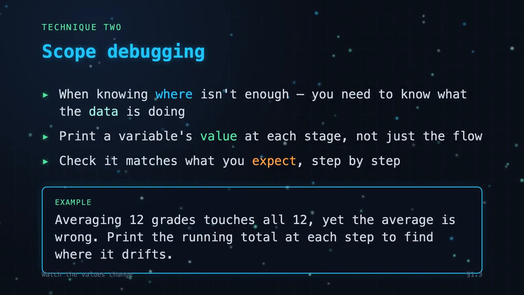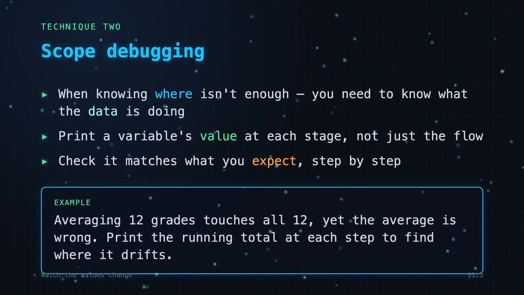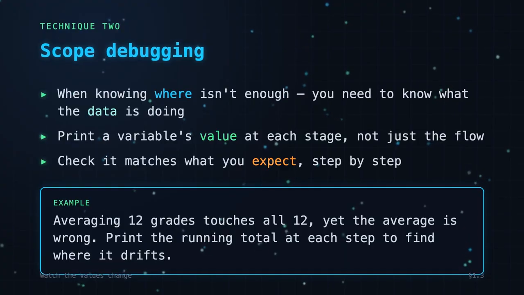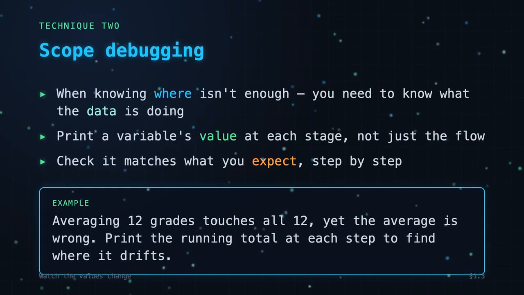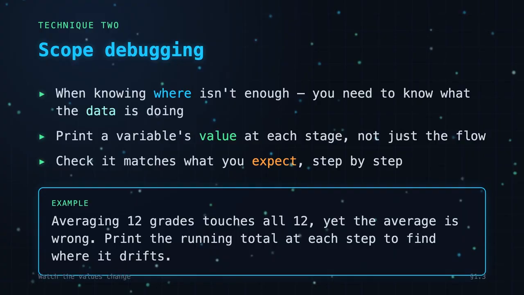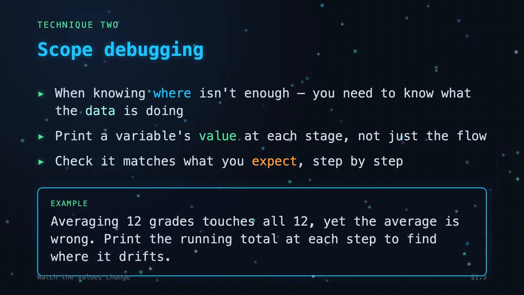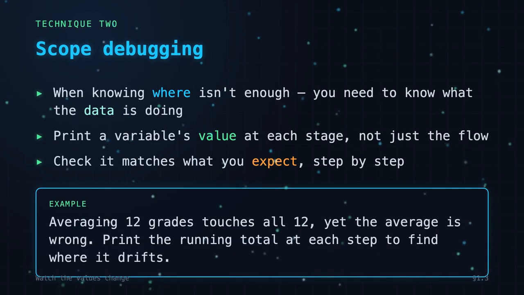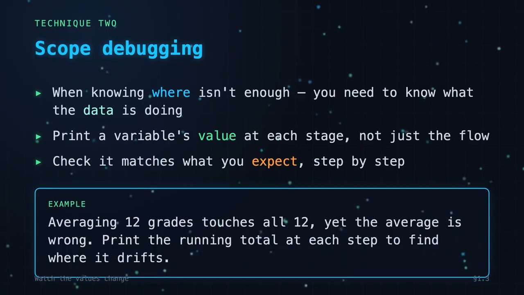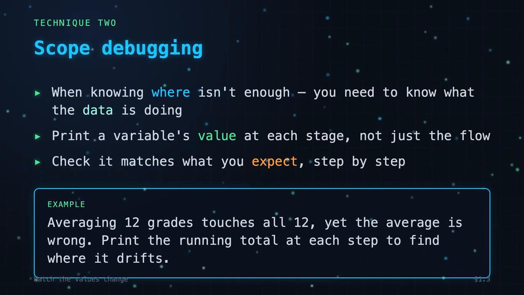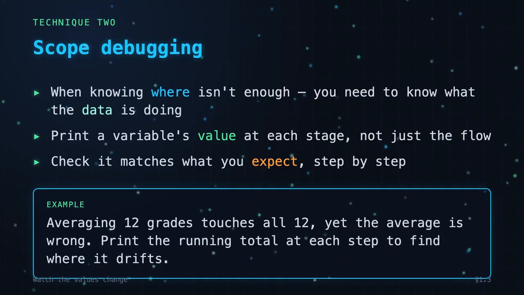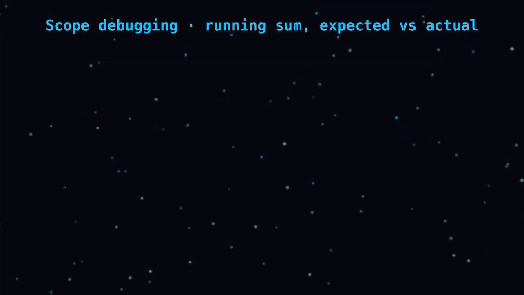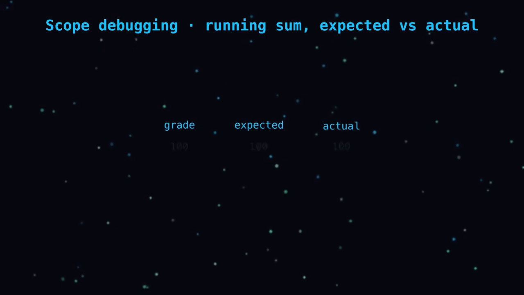Sometimes knowing where isn't enough, you need to know what the data is doing. That's scope debugging. Instead of printing just to trace the flow, you print the value of a variable at each stage, to check it's what you expect. Picture a program averaging 12 grades. It touches all 12, yet the average is wrong. So we print the running total step by step. By hand, the average should be 89, but the code says 6.8.